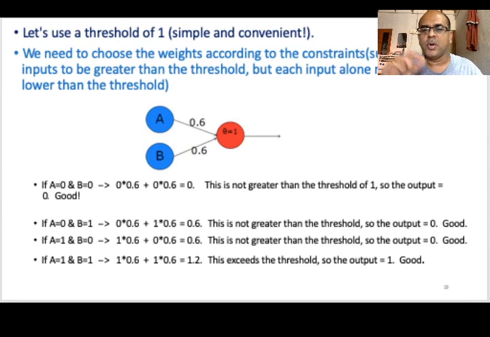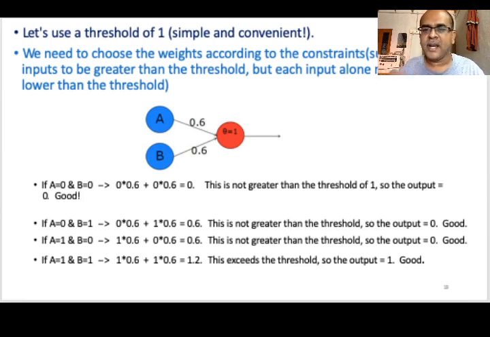Now take A equal to 1, B equal to 1: 1 into 0.6 plus 1 into 0.6, I get 1.2. Exceeds the threshold. So what should be the output? Output is 1. Good. So does it satisfy the AND gate or not? Yes, it satisfies the AND gate. What is the output of the AND gate truth table? If both the inputs are 1, the output is 1. Else, the output is 0. Obviously, that condition is satisfied. So, this is how you need to work it out.